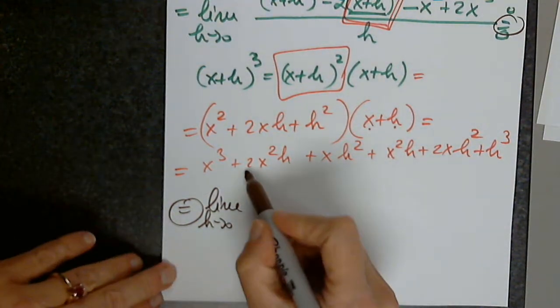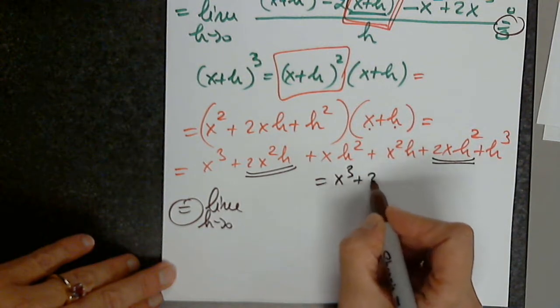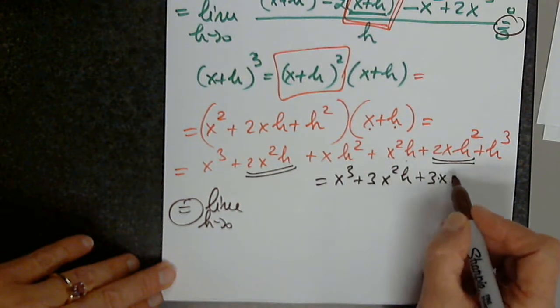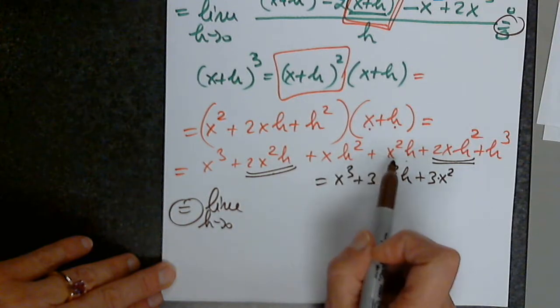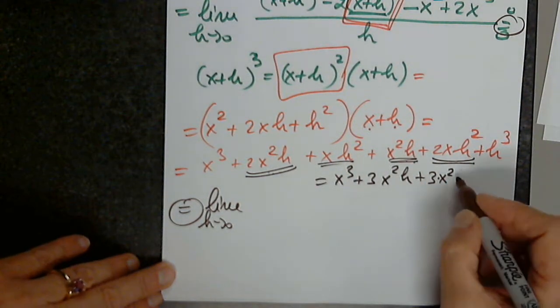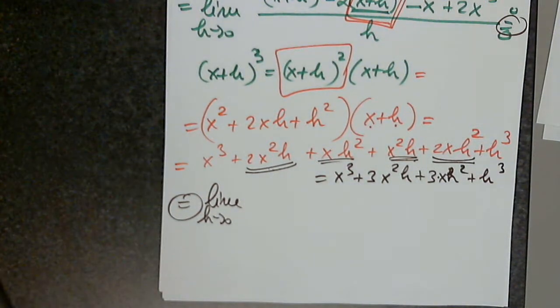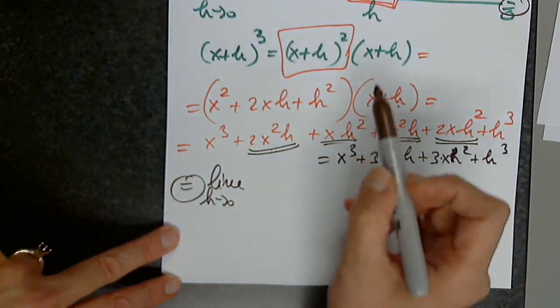I can combine like terms, of course. This will give us 3, and this will give us 3. These two 3 and these two 3. So 3xh squared plus h cubed. It's Pascal's triangle that we use normally when we expand to the power 3, 4, 5. Okay, so I have this piece.